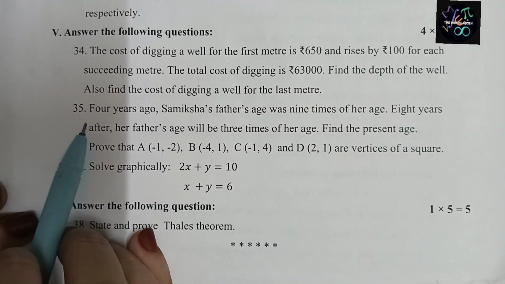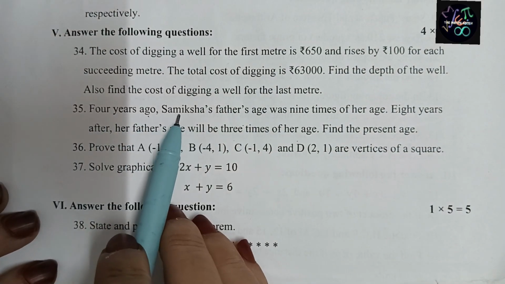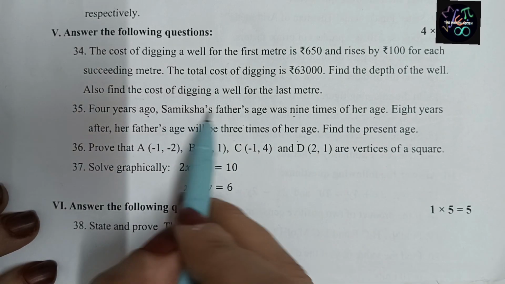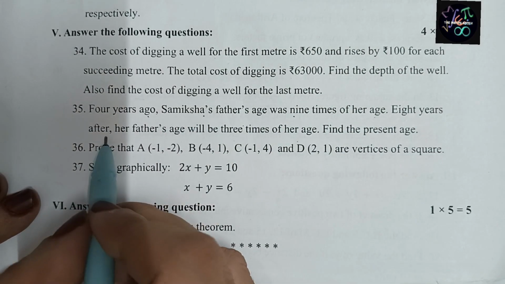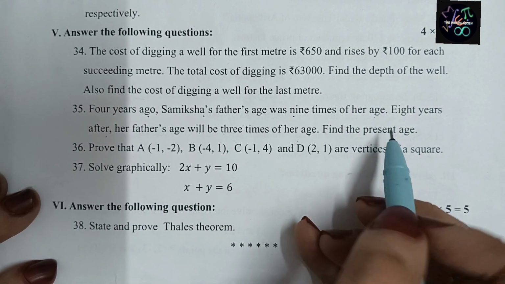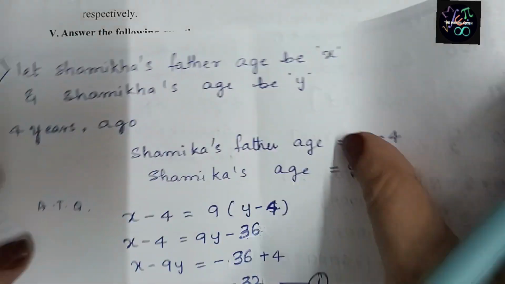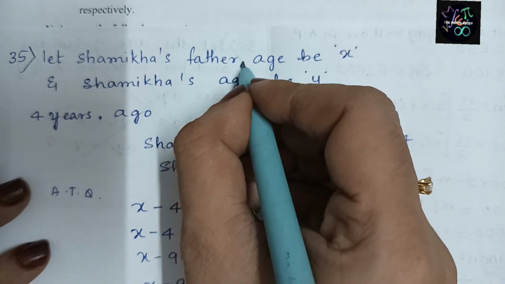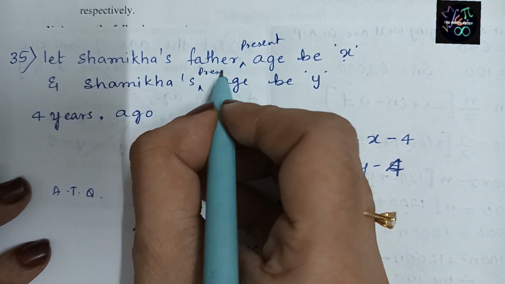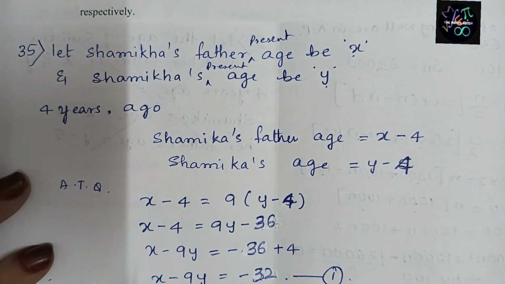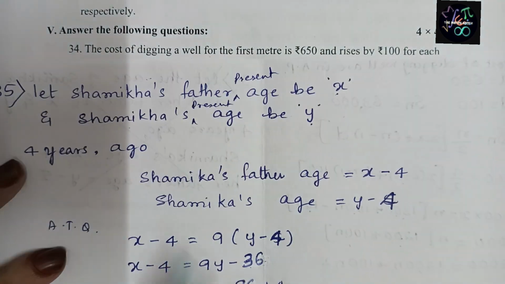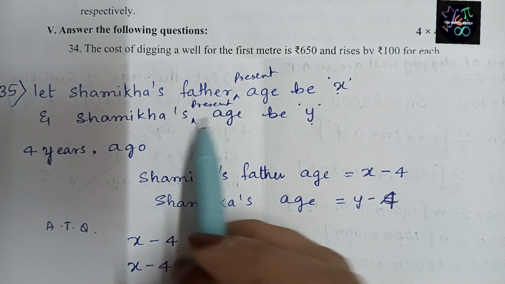So the next question is: 4 years ago, Samika's father's age was 9 times her age. First they are speaking about Samika's father. 8 years after, her father's age will be 3 times her age. Find the present ages. Let us write. Let Samika's father's present age be x and Samika's present age be y. I have written Samika's father first because in the question they have mentioned Samika's father's age first. So Samika's father's age is x and Samika's age is y.